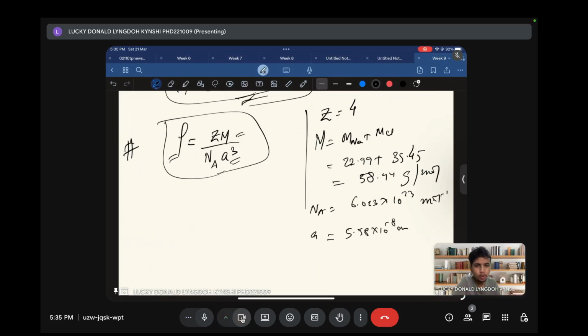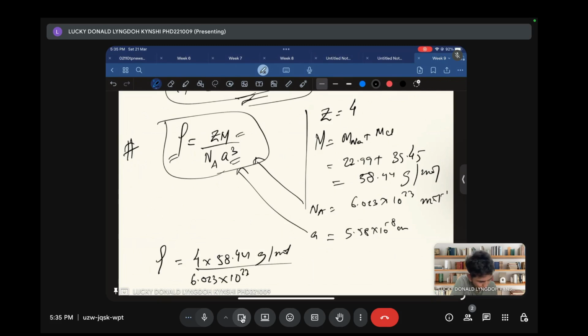Yeah, so you know the value of Z, you know the molecular mass, you know Na, which is the Avogadro's number, you know A, which is the edge length, then you can substitute all these numbers here. That means I will get rho equal to 4 into 58.44 gram per mole and 6.023 into 10 to the power 23 mole inverse. And remember, because I'm using the CGS unit, you get 5.58 into 10 to the power minus 8 centimeter cube.